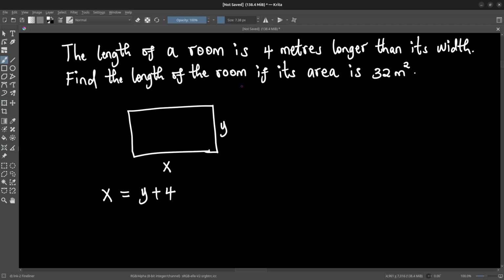And then we are being told that the area of the room is 32 square meters. To get the area of the room, we do the length times the width. So this means that the length times the width, x times y, is equal to 32. And then we are being told to find the length of the room. So in our case, we are being told to find this value, x.